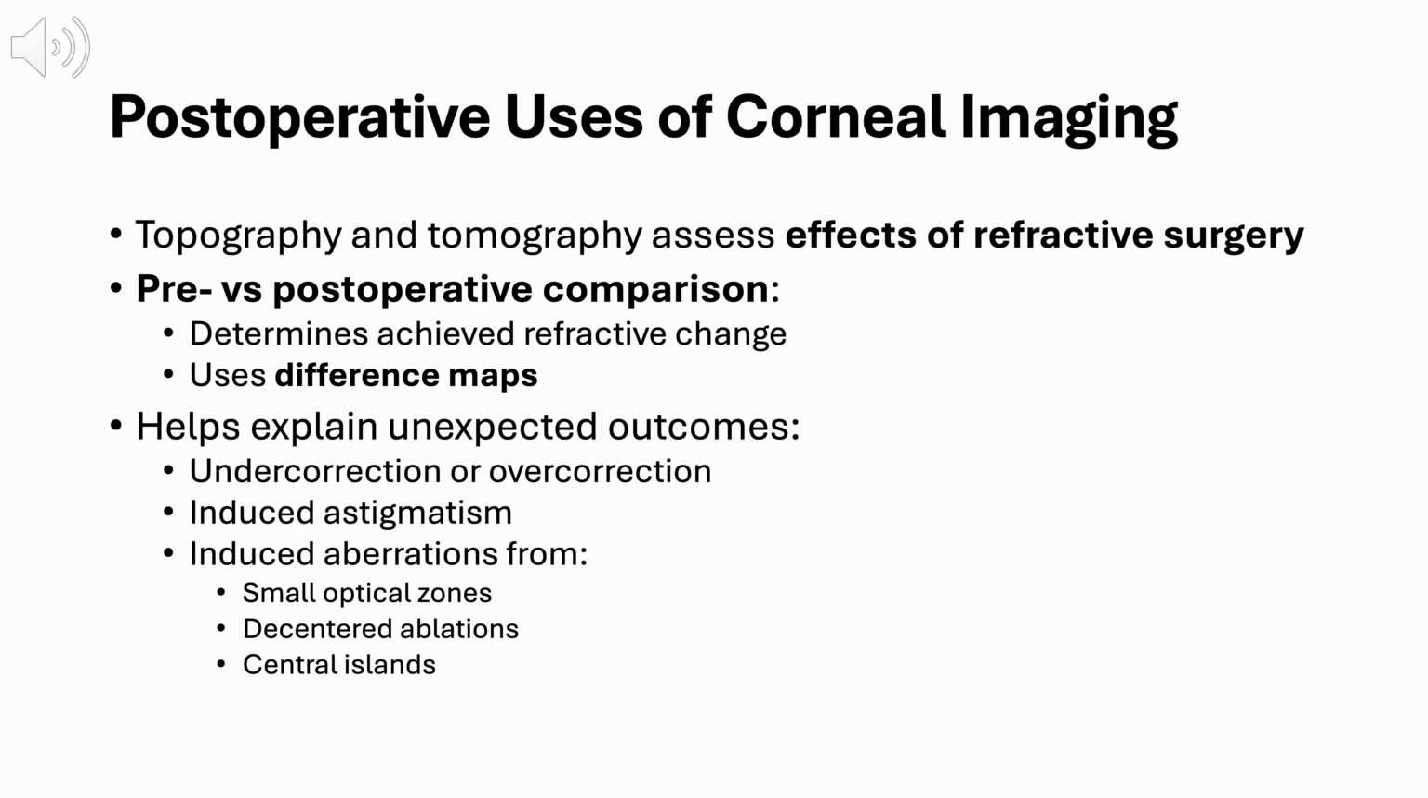After surgery, corneal imaging becomes a way to measure what actually changed. Topography and tomography let us assess the effects of refractive surgery on corneal shape and power. By comparing preoperative and postoperative maps, we can determine the achieved refractive change, often using difference maps to visualize where tissue was altered. Postoperative imaging is also key for explaining unexpected outcomes, such as undercorrection or overcorrection. It helps identify induced astigmatism and higher-order aberrations related to small optical zones, decentered ablations, or central islands, which may not be obvious on refraction alone.